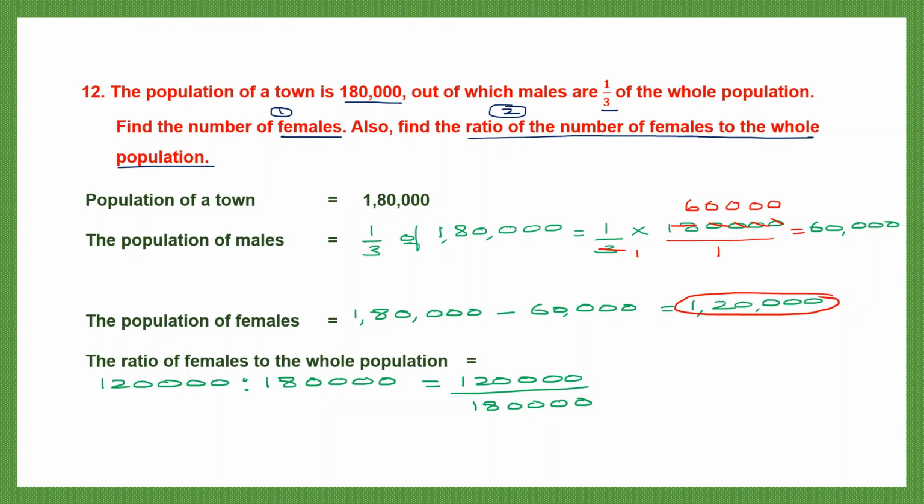Now here we can cancel. Let's cancel the zeros. So we have cancelled this and we have cancelled this. Now we can cancel 12 and 18 both by 2, by 3 or by 6. Let's use 6. So 6 2s are 12 and 6 3s are 18. So the fraction is 2 by 3. If we write that as a ratio, we will get 2 is to 3. So we have found the ratio of females to the whole population and that is 2 is to 3.